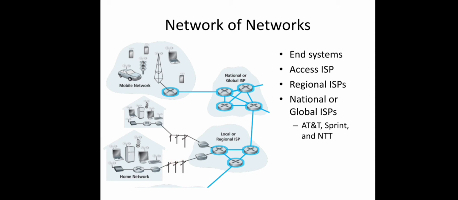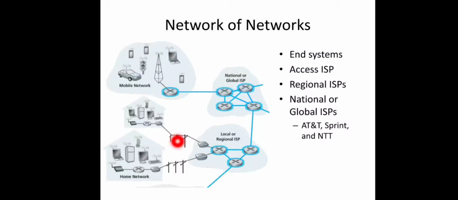Okay, but the problem here is that this will be very costly for access ISPs, right? Because there can be hundreds of thousands of access ISPs all over the world, and to get a communication link to each and every access ISP will be very costly. So we have to move to another structure. The solution is to form a hierarchy of ISPs.